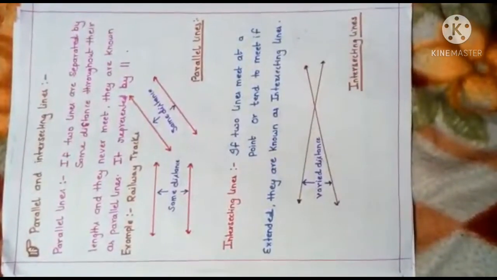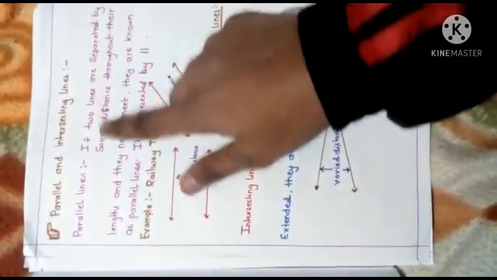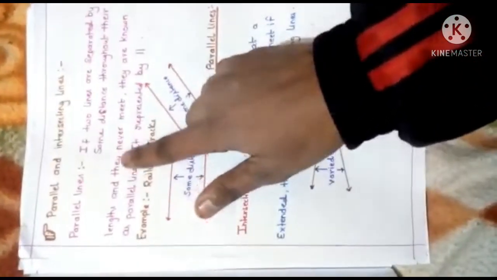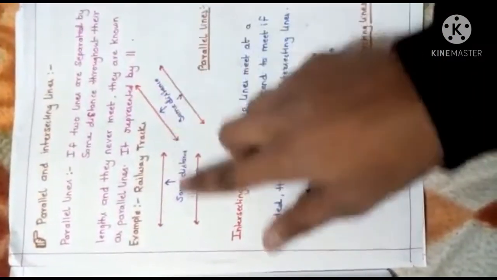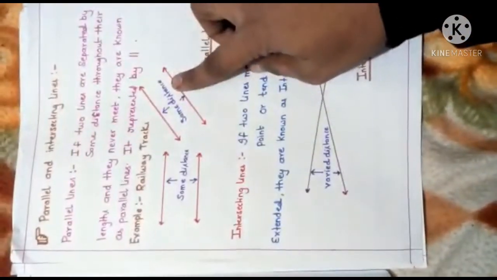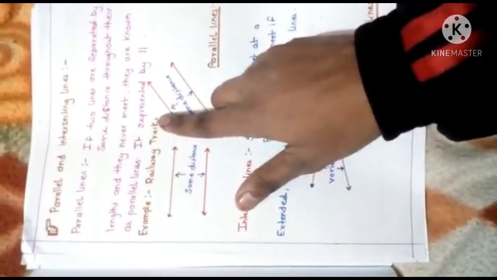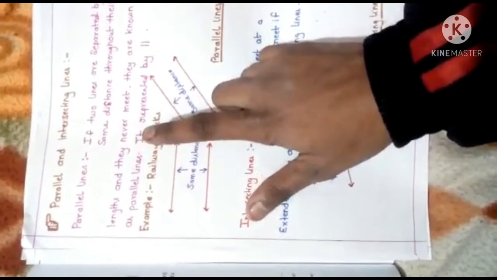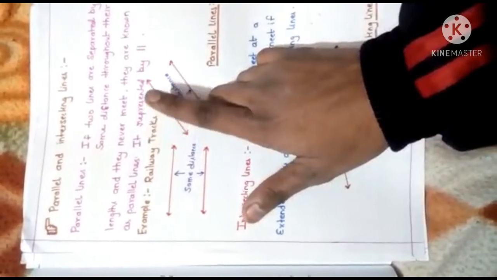What is a parallel line? What is an intersecting line? Parallel lines: if two lines are separated by the same distance throughout their length and they never meet, they are known as parallel lines. It is represented by this sign. So here parallel lines, here parallel lines, here also parallel lines. Some examples are a railway track, a box, etc., which are related to parallel lines.